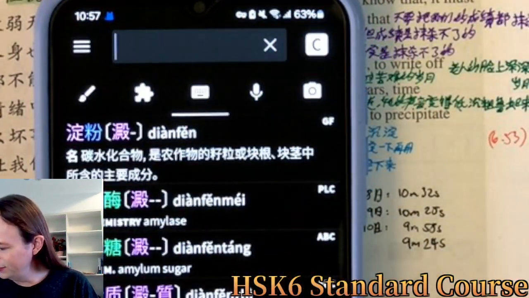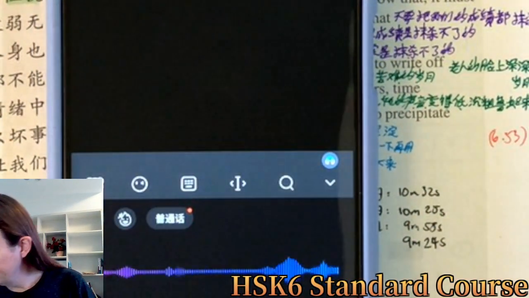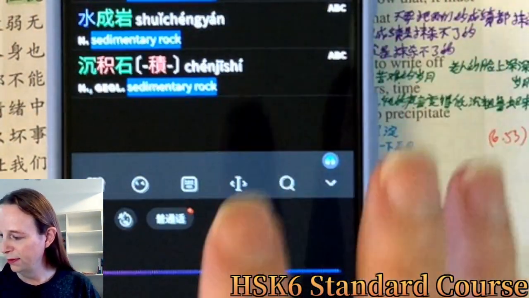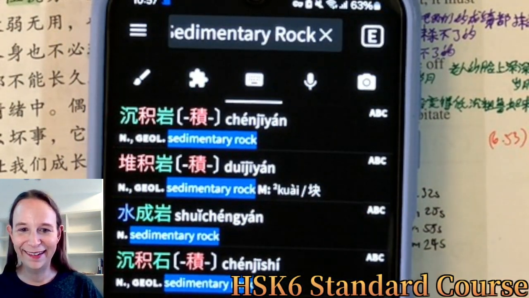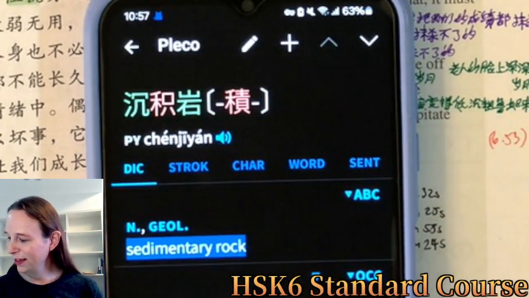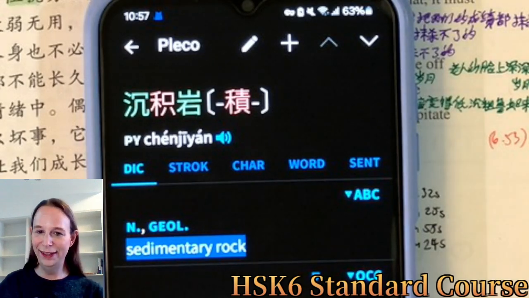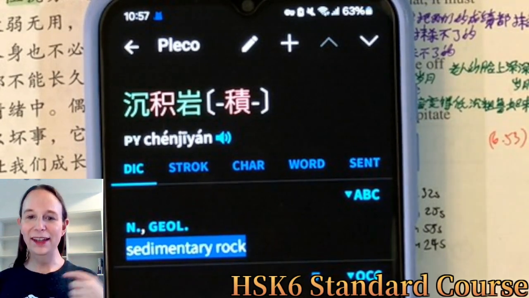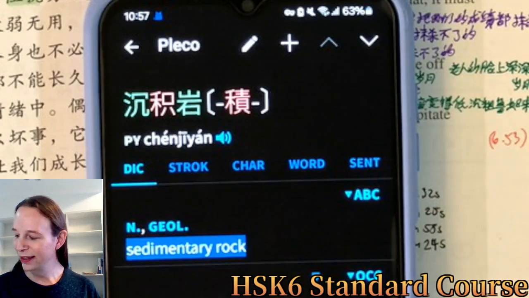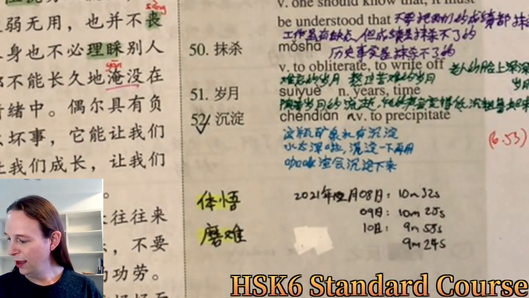Can I use voice input? I don't know how to do that. Sedimentary rock. It worked. 沉积岩, 沉 meaning to sink, 积 accumulate, 岩 rock. So sink, accumulate, rock is sedimentary rock. Okay, so they don't use 岩 here. All right, fair enough. Oh, we're done.